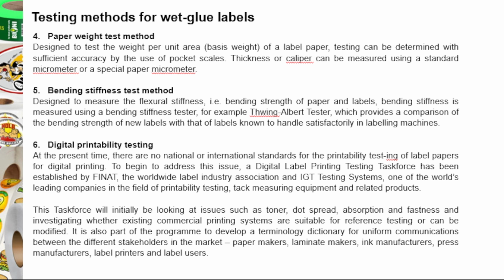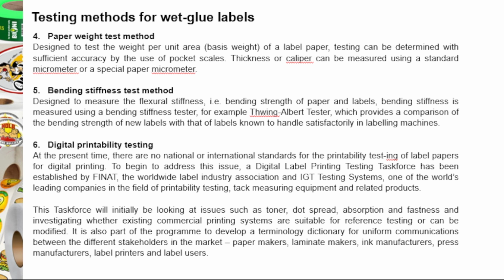Number 5, bending stiffness test method. Designed to measure the flexural stiffness, that is, bending strength, of paper and labels. Bending stiffness is measured using a bending stiffness tester, for example the Lorentzen and Wettre tester, which provides a comparison of the bending strength of new labels with labels known to handle satisfactorily in labeling machines.